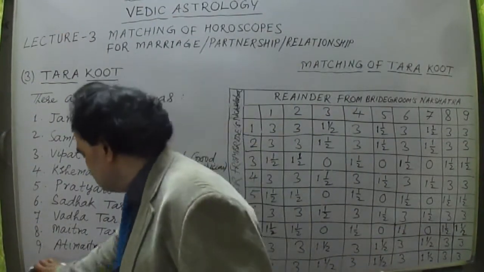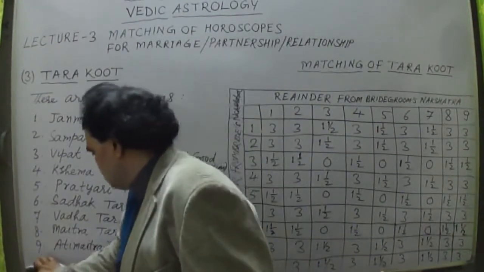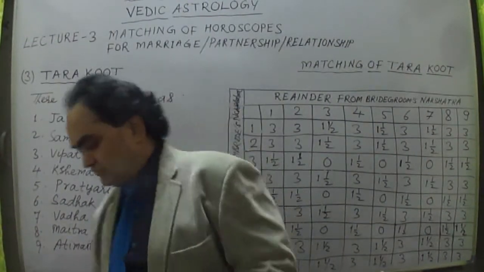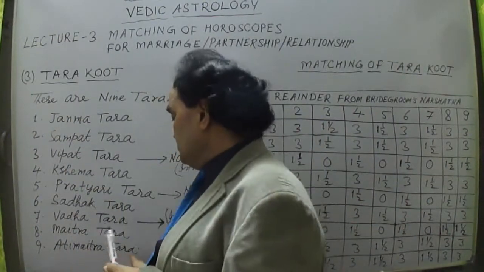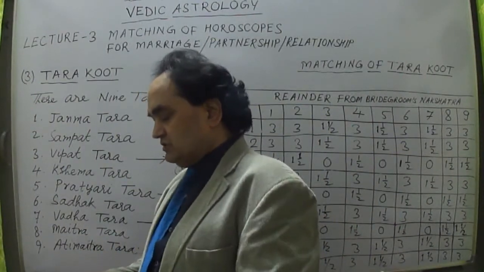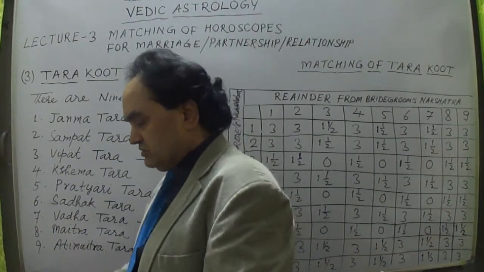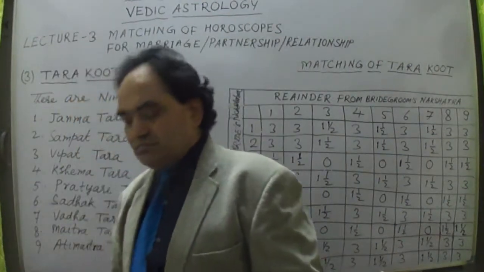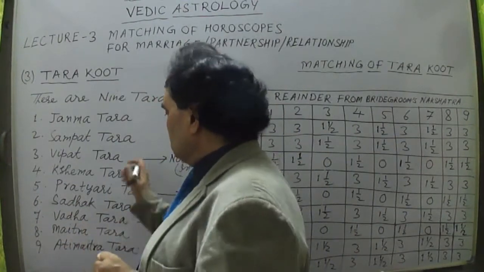Sorry, friends, the marker has just fallen. So these are the benefic taras: Maitri and Ati Maitri. But Vipat, Vadh and Pratyari, the 3 are malefic taras, so they are to be avoided.